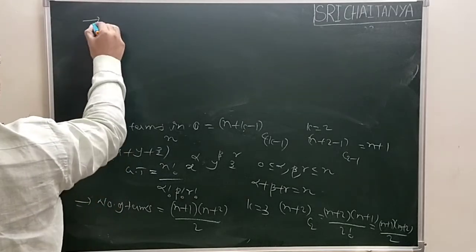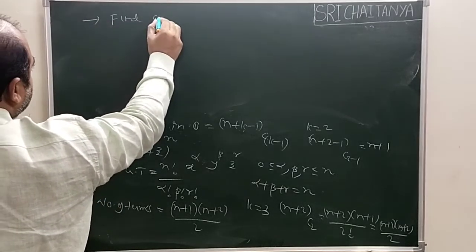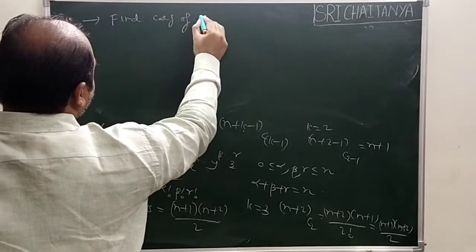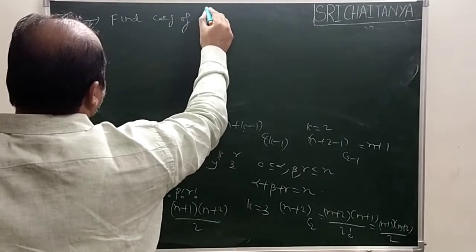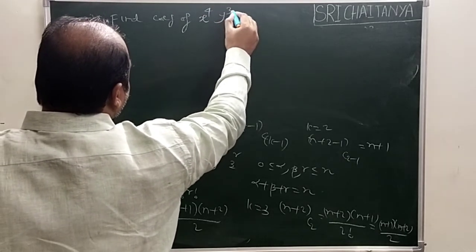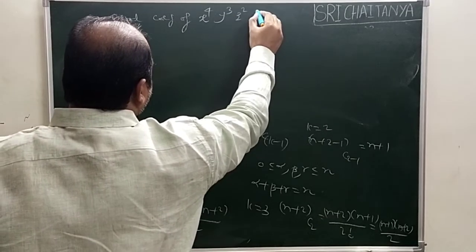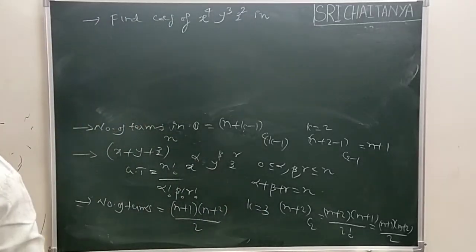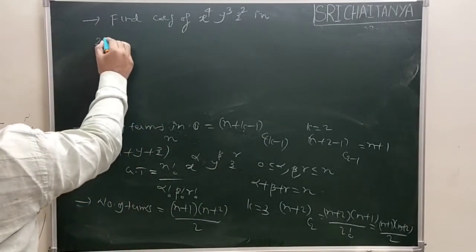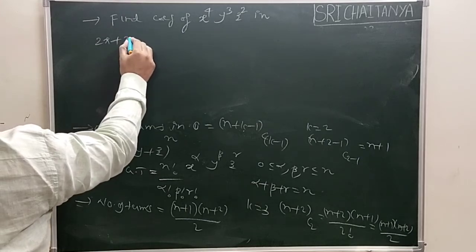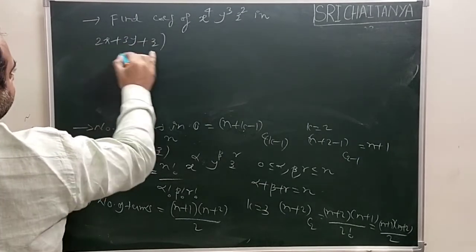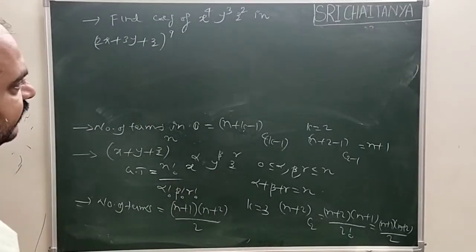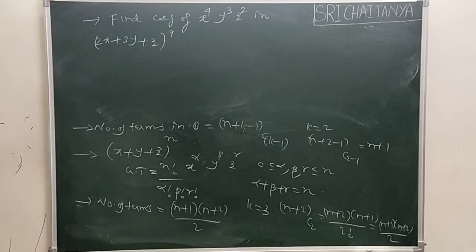He will ask, find the coefficient of y cube z square in (2x + 3y + z) whole power 9. In binomial theorem, you will write the general term and find the coefficient.